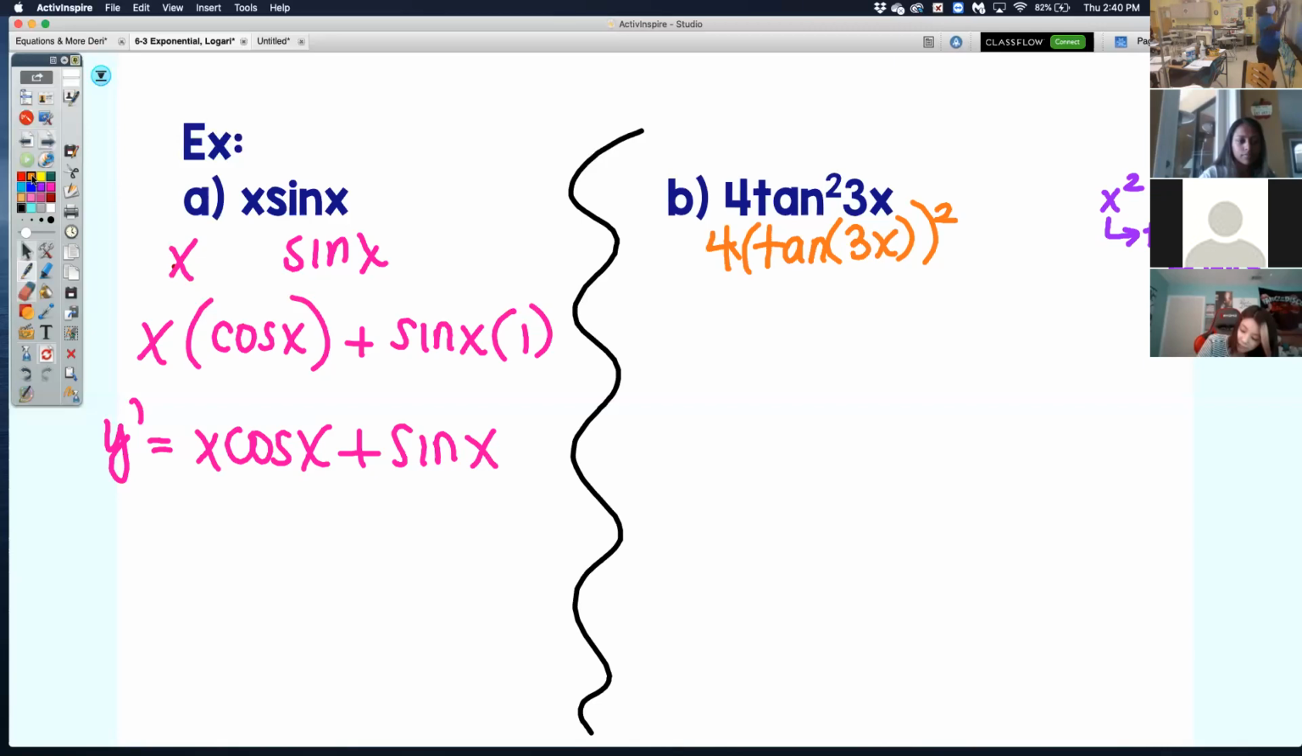So the derivative of this, follow me, because I want to do this one. My 4 is that constant. It just stays out there. But now I have to do the derivative of the very most outside function, which is x squared. That is 2x. But I don't write the x part, I write the inside function, which is tangent 3x.